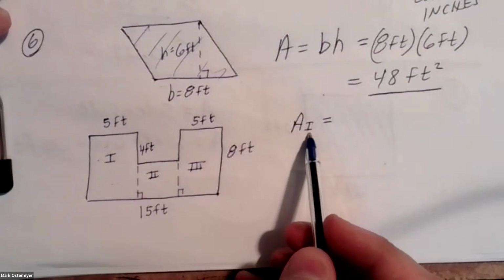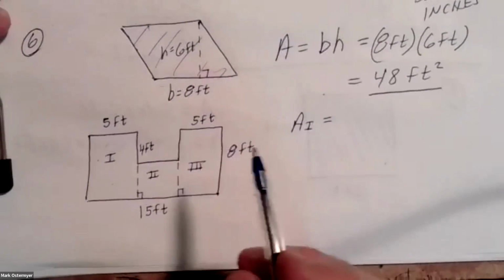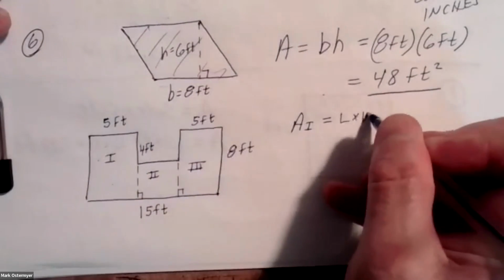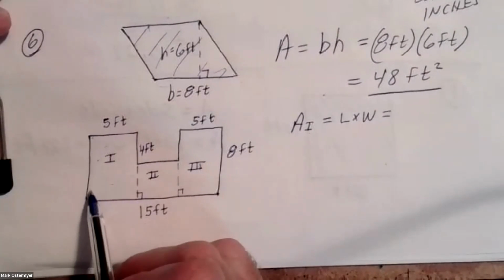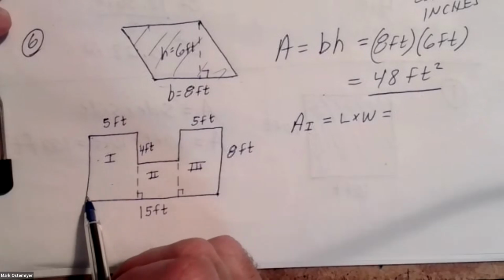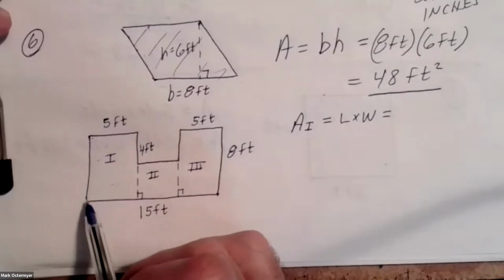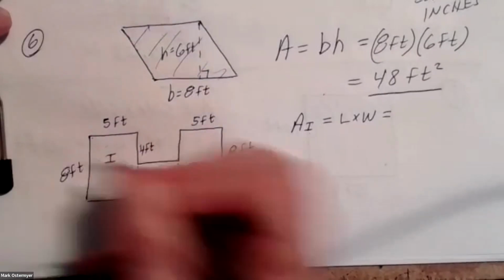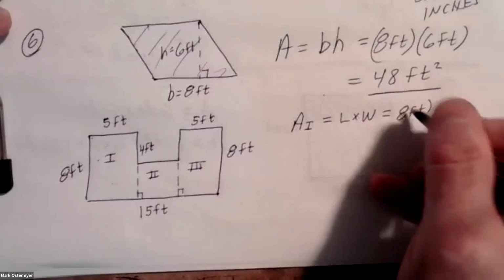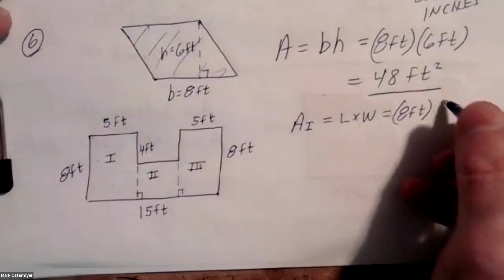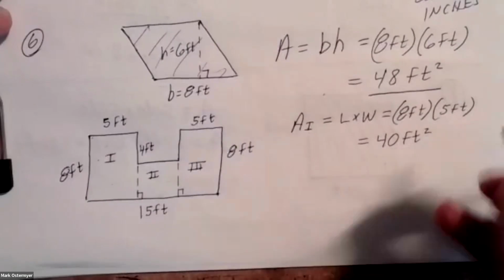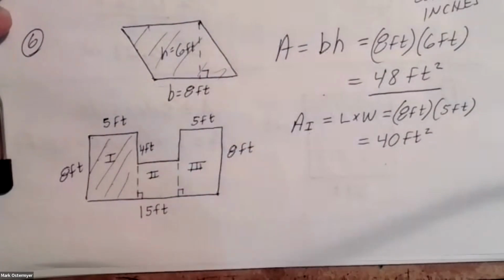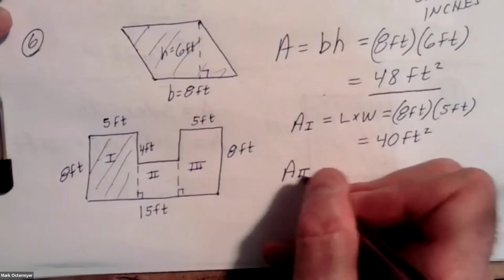Area of rectangle number 1. The area of a rectangle is length times width. We know the width is 5 feet, but we don't know the length. What do you think this length would be, here to here? 8 feet. Yeah, we've got 8 feet over here, so that looks like 8 feet here. Hence, we can say 8 feet multiplied by 5 feet, and the area of rectangle number 1 would be 40 square feet.